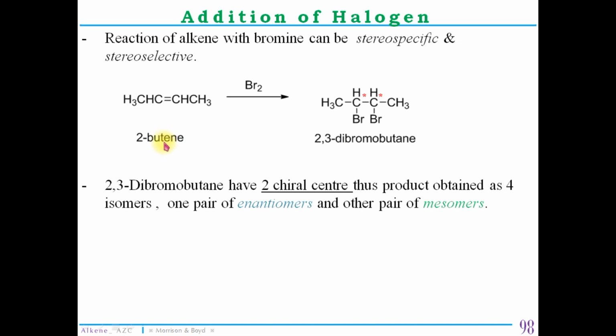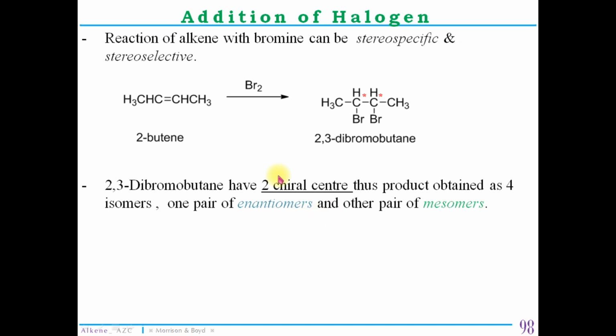An example of the reaction: when 2-butene is reacted with bromine, it gives 2,3-dibromobutane. This product has two chiral centers, so the product is obtained as 4 stereoisomers, where one pair is enantiomers and the other is a meso compound. This is the example where we show that the reaction of an alkene with bromine can be stereospecific and stereoselective.